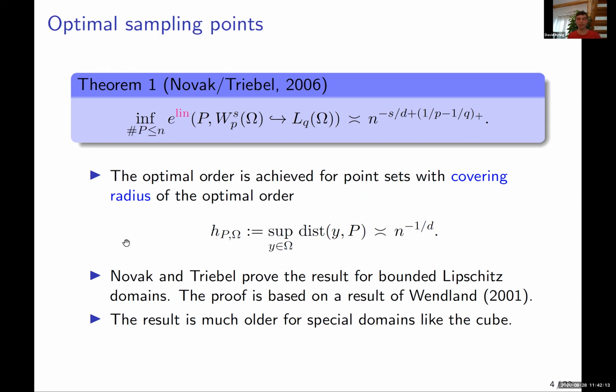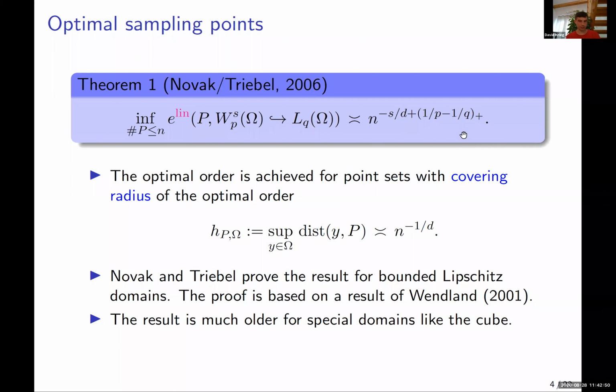So what's the covering radius? The covering radius is the largest distance of a point in omega to the point set P. So you can also view it as the radius of the largest empty ball amidst the point set. And this cannot be smaller than n to the -1/d. And we already know from this paper that if it's of order n to the -1/d, then the point set actually achieves this bound.